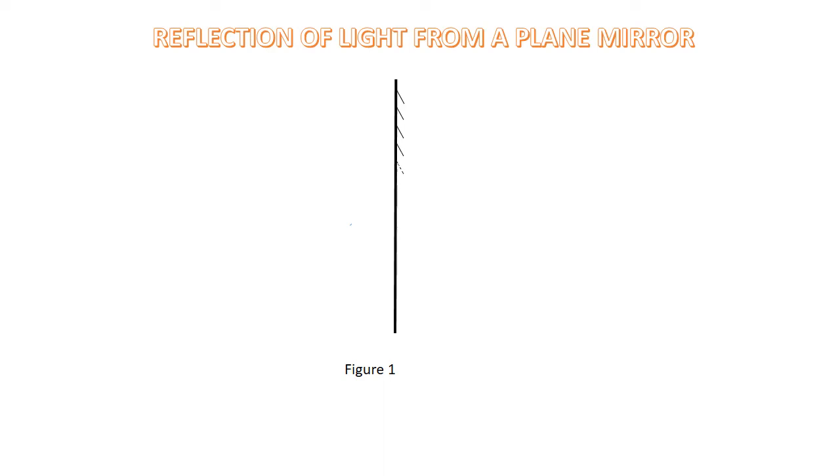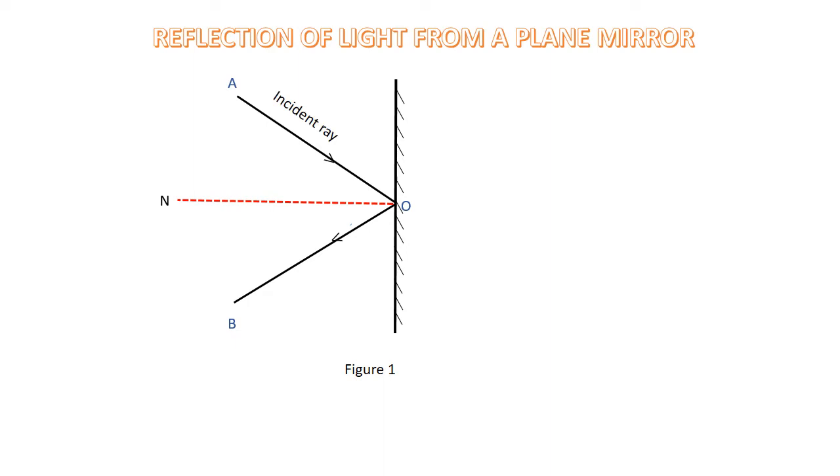Let us draw the ray diagram showing the reflection of light from a plane mirror. You know how to represent a plane mirror. One side we have the coating and the other side is our reflecting surface. Assume a light ray AO that is falling on the mirror at the point O, and let it be reflected, and let OB be our reflected ray. So AO is our incident ray and OB is our reflected ray, and ON is the normal that is shown in red.